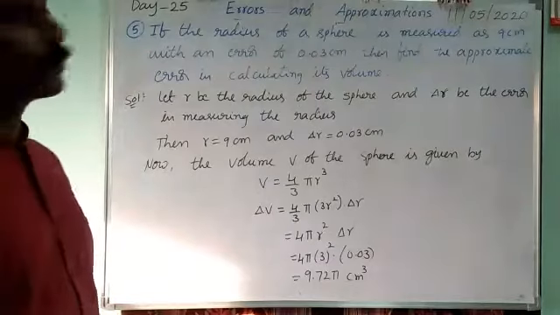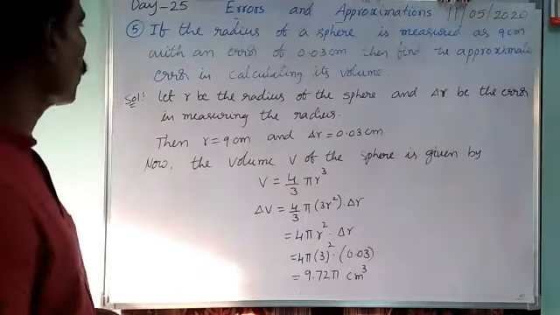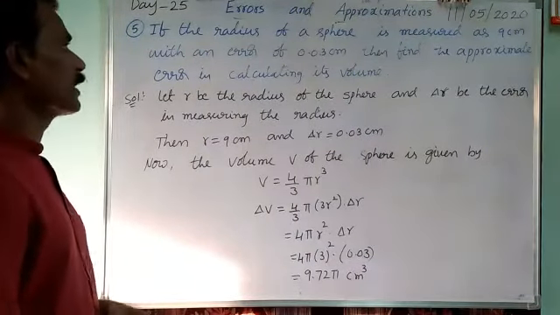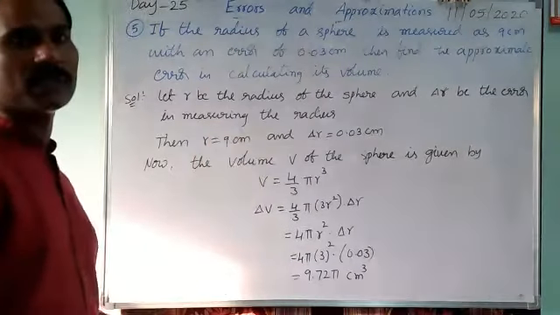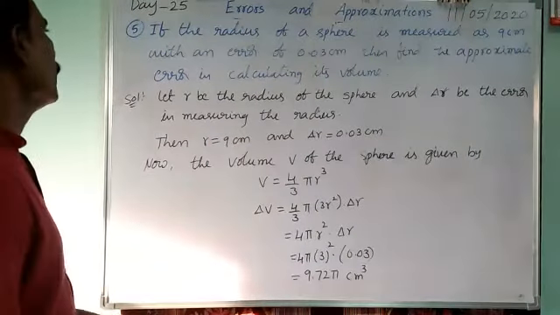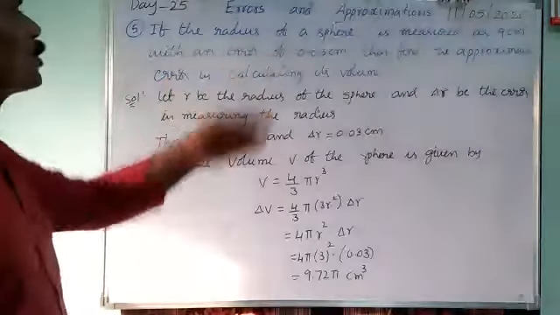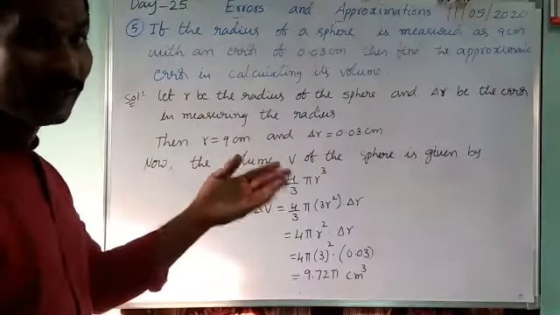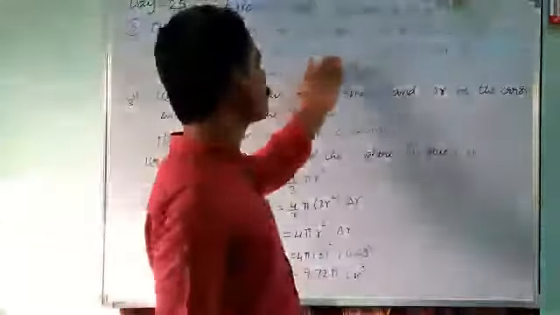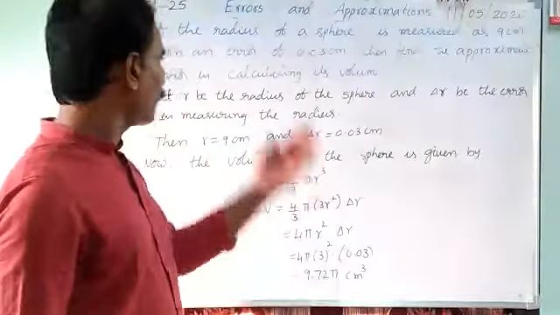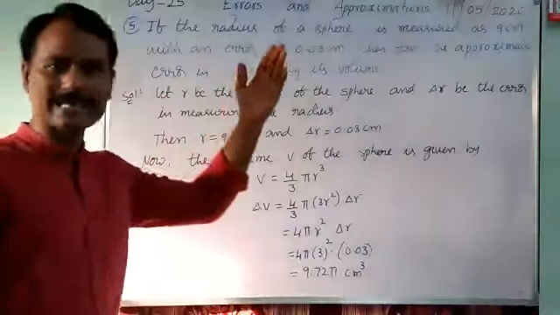Student, next, fifth example. Same model only, like the fourth problem. If the radius of a sphere is measured as 9 cm, that means the r value is equal to 9 cm, with an error of 0.03 cm. Error in whom? In the radius, that is delta r. Delta r value is 0.03 cm. Then find the approximate error in calculating its volume.